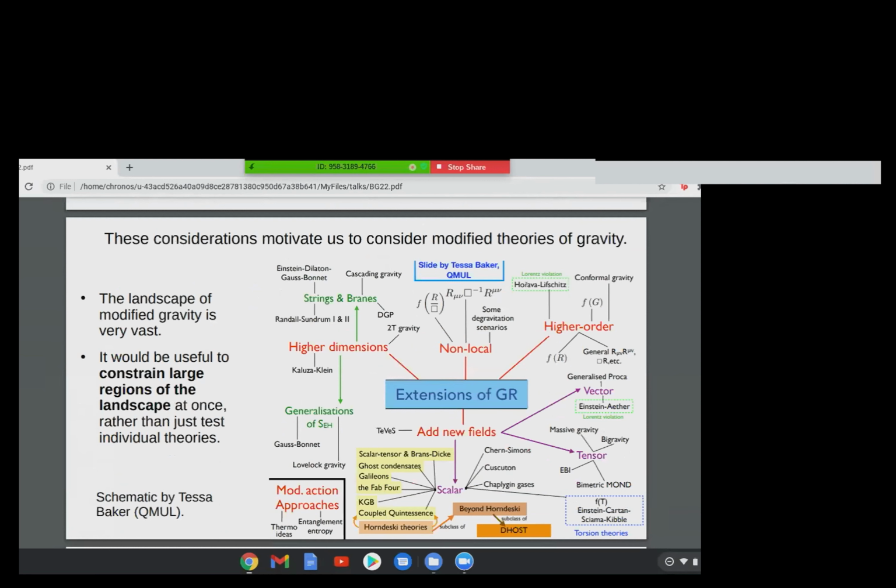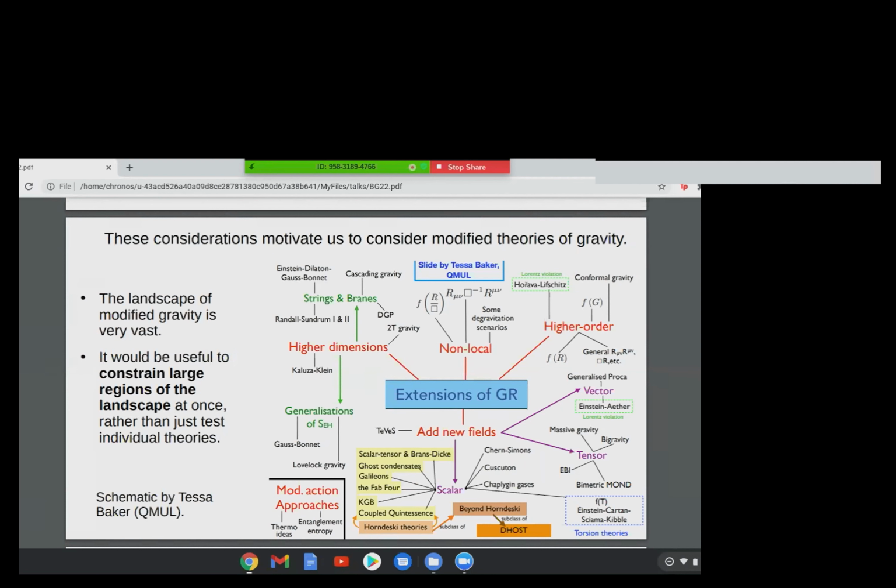So for these reasons, among others, a lot of people over the years have proposed modified theories of gravity. So theories that have actions different from the Einstein-Hilbert action and therefore introduce different new gravitational effects. However, as you can see from the schematic by Tessa Baker that I've shown on the screen, there's an enormous landscape of modified gravity theories, lots and lots of different ways of modifying GR.